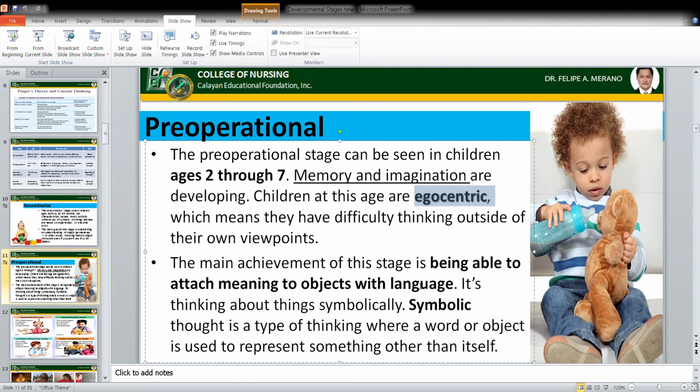So the main achievement of this stage is being able to attach meaning to objects with language. Just imagine this child is playing with her stuffed toys. Sometimes kids provide names on their stuffed toys as a form of symbolism.